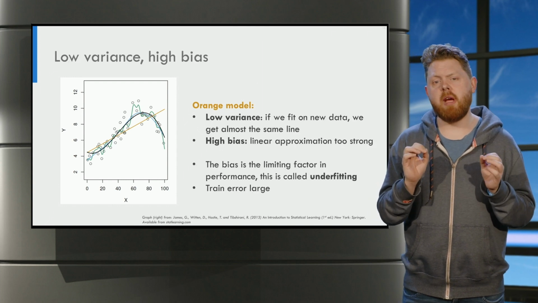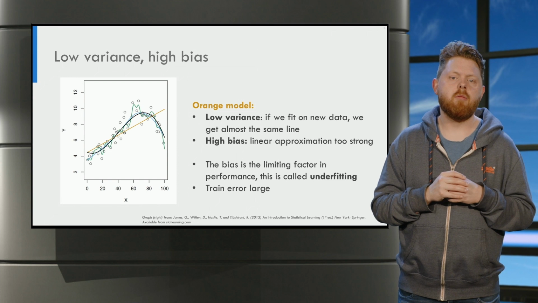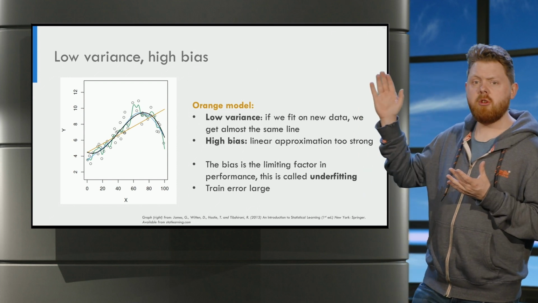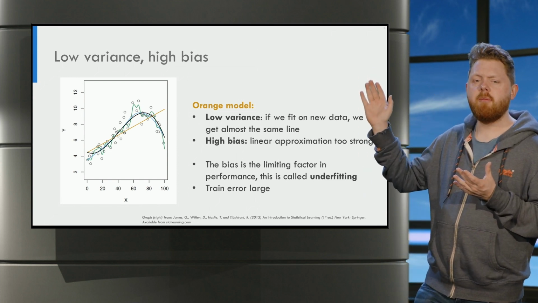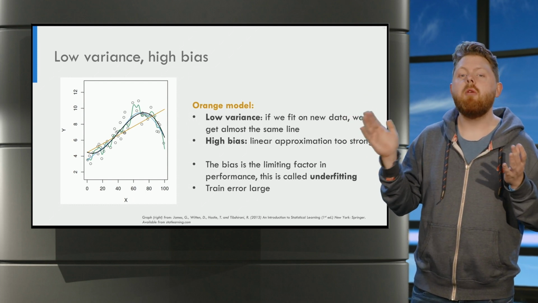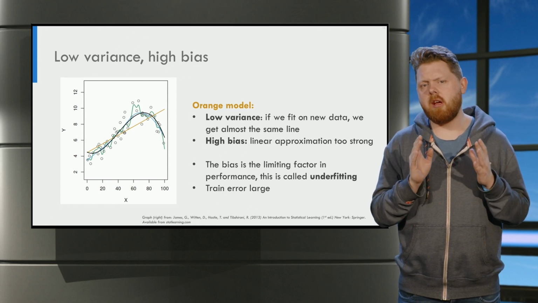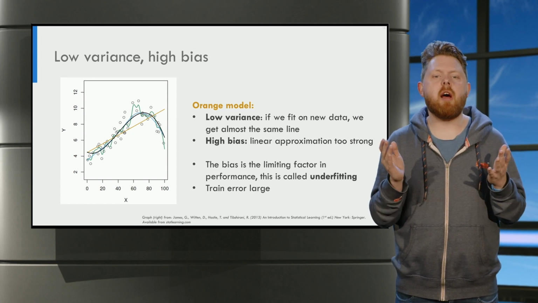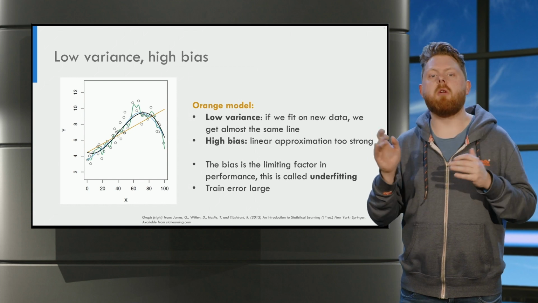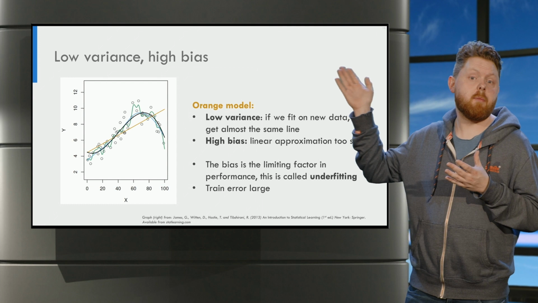Okay, so variance meant how much the model changes when trained on new data. So does this orange line have a low or high variance? Well, if we get some new data, we will roughly obtain the same line. Why is that the case? Well, because this straight line will not wiggle around a lot. It is not so much influenced by individual data points over here.